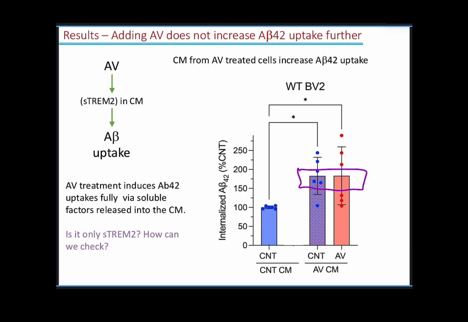So the conclusion from that for the authors was that AV treatment induces A beta 42 uptake fully via soluble factors released into the CM. And notice the changing language. I'm not saying through soluble TREM2 anymore, because what they moved from one dish to the other was not soluble TREM2. It was the whole conditioned medium. So it could be soluble TREM2, it could be something else, it could be a combination of both, right?